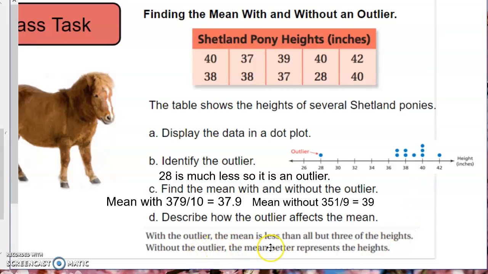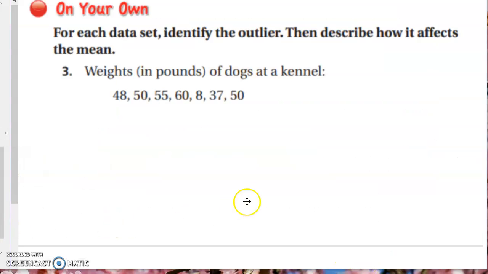So with the outlier, the mean is less than all but 3 of the heights. Without the outlier, the mean better represents the heights. So you can pause the video and try doing this one on your own.